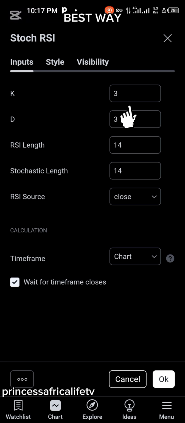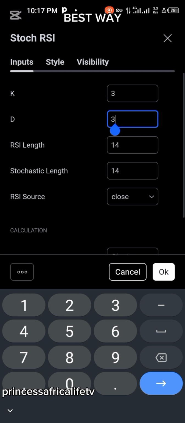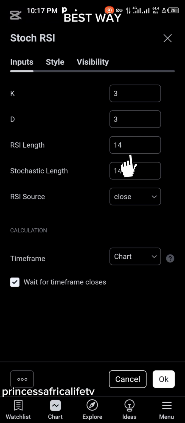Now the K, make it 3. I've already done mine here. The D, make it 3. I've done mine here. Then the RSI length, make it 14. The stochastic length, make it 14. The RSI close, just the way it is. And when you are done with that, you come down to this place and say okay, that is save.